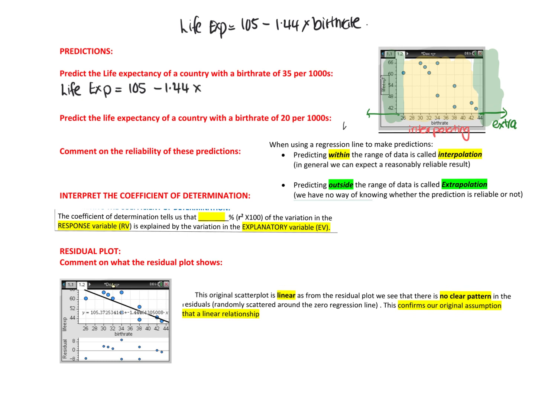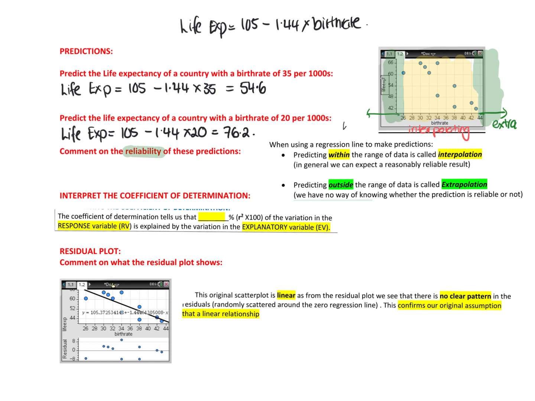So we're putting that in there, and we'll get an answer. And we get 54.6 years. Okay, then they ask us to predict the life expectancy of a country with 20. So we do the same here, except we're going to put in the 20, and we get an answer of 76.2.